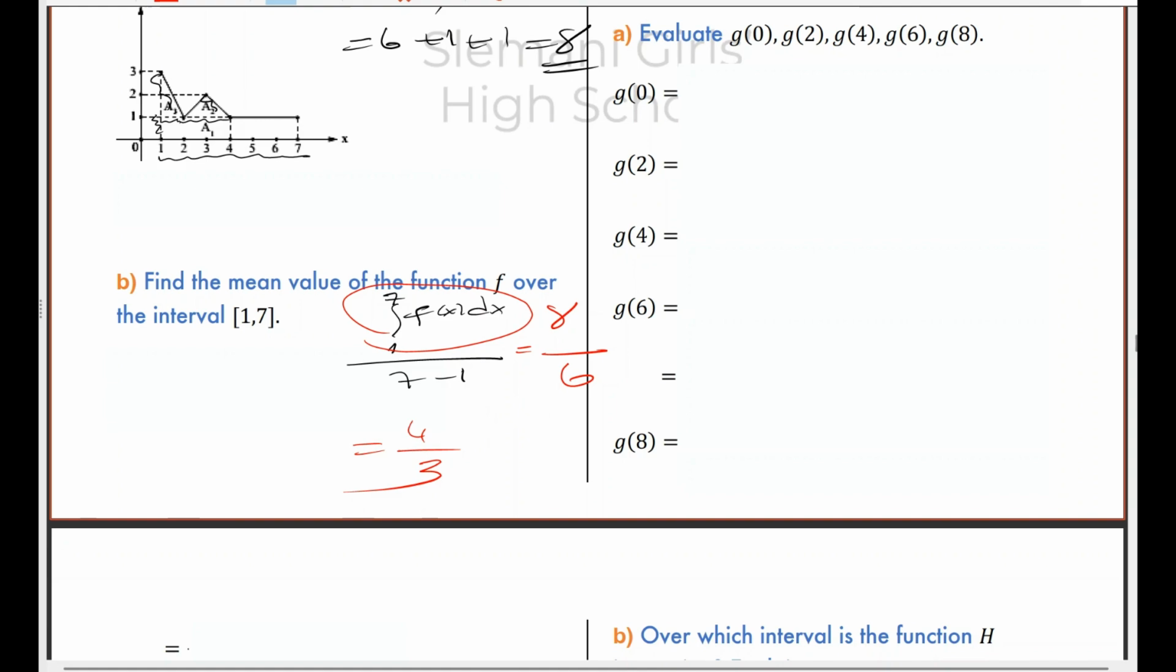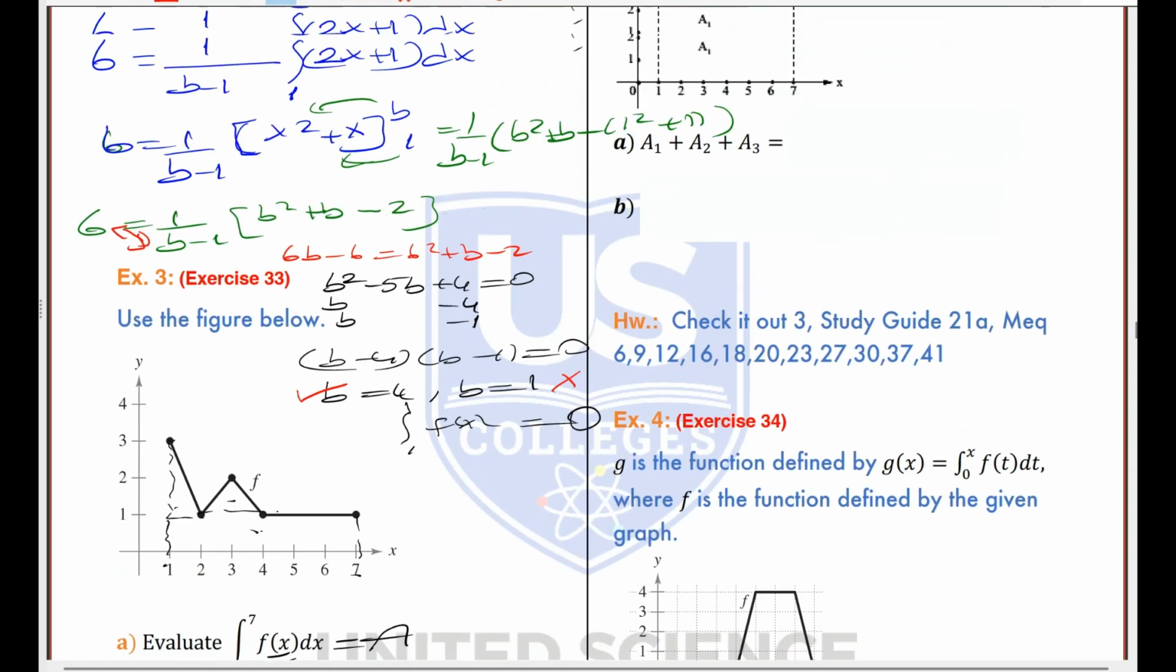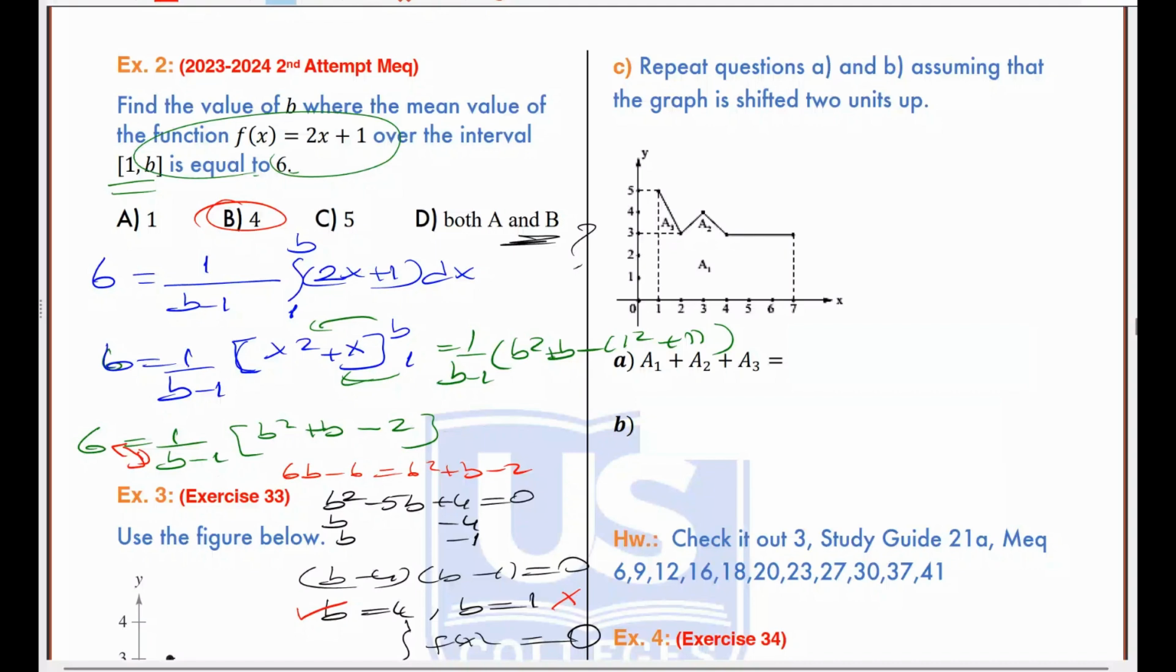All right, part C. Repeat questions part A and B, assuming that the graph is shifted 2 units up. If you shift your graph 2 units up, then you don't change the triangles. Triangles will not change. What changes is only the rectangle. The rectangle was like that. When you shift it 2 units up, it's going to be wider. So only the area of the rectangle changes.